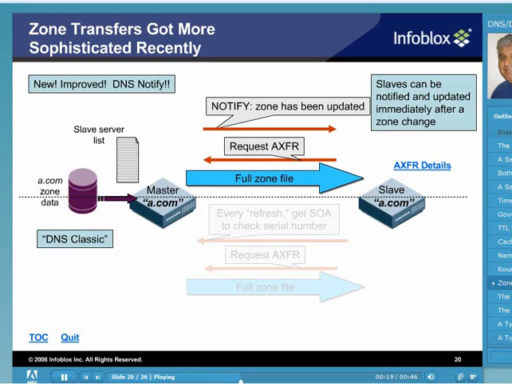The new and improved method is called DNS NOTIFY. Where implemented, the master maintains a notification list of servers to be notified upon each zone data change. This improvement decreases the amount of time a slave uses outdated zone information, regardless of the SOA record refresh setting.